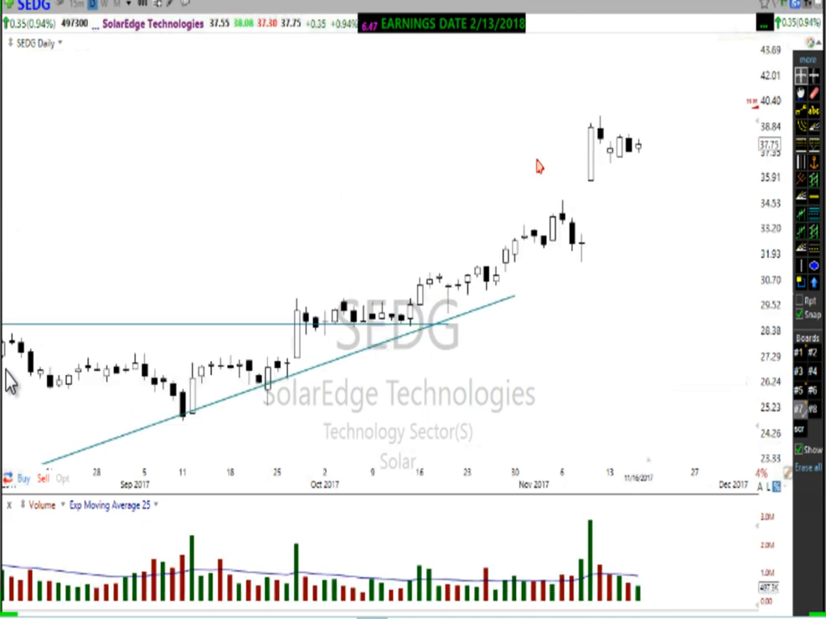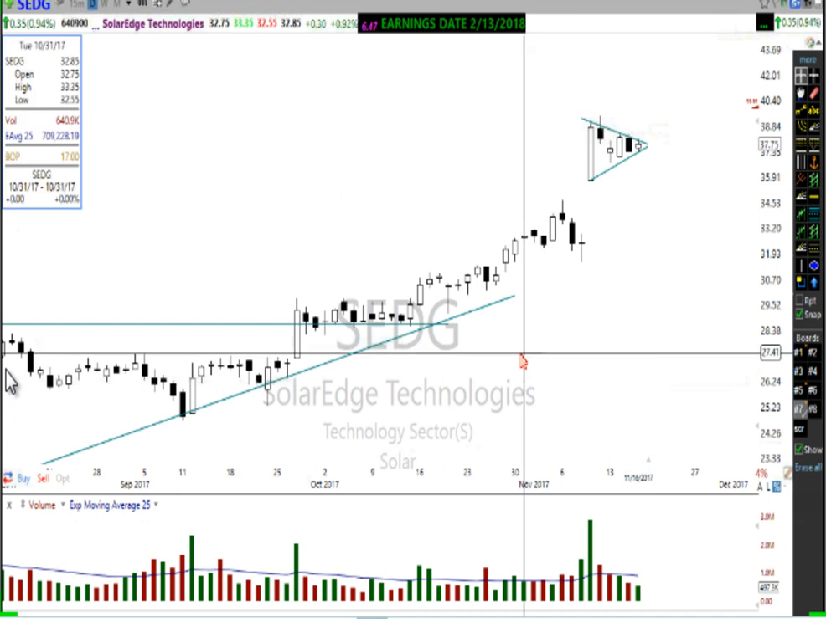SEDG, big pop on earnings. Got a nice little pennant forming here. It hasn't made a commitment which way it wants to go yet, but it should very, very soon, whether it's going to pop out of the top or pop down. Nice chart, one to watch. Nice pattern there. Beautiful. Keep an eye on that for a trade.